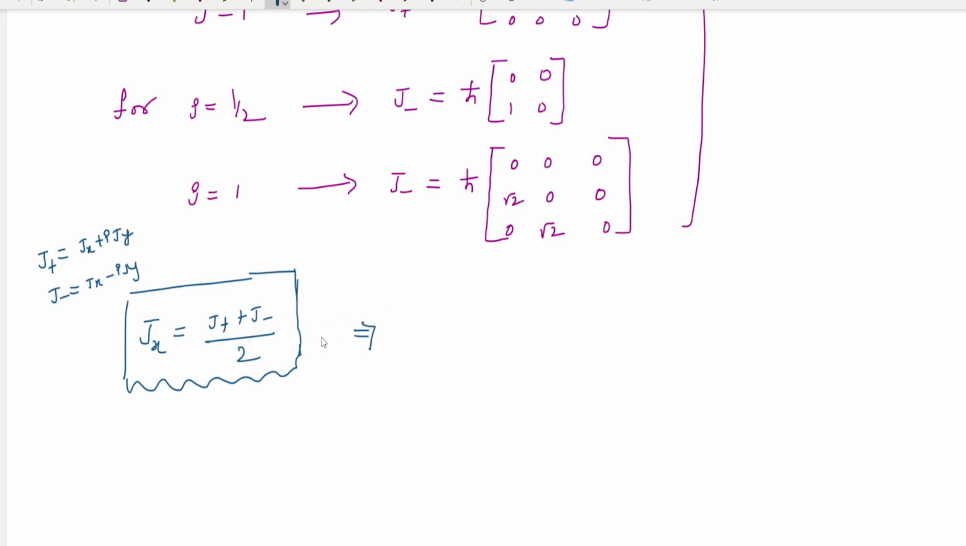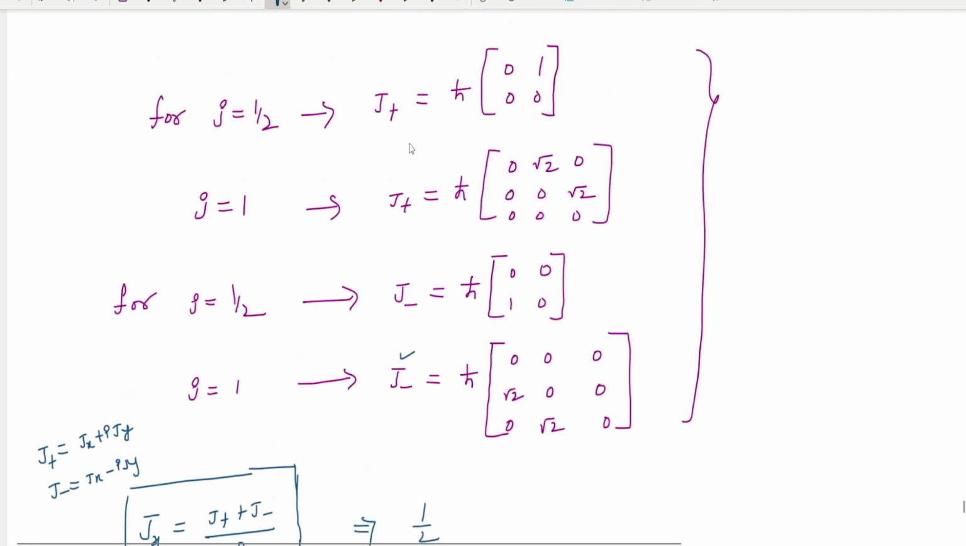So combine j plus, for example. Here I'm going to combine both the j is equal to 1 matrices, which means this one and this one.